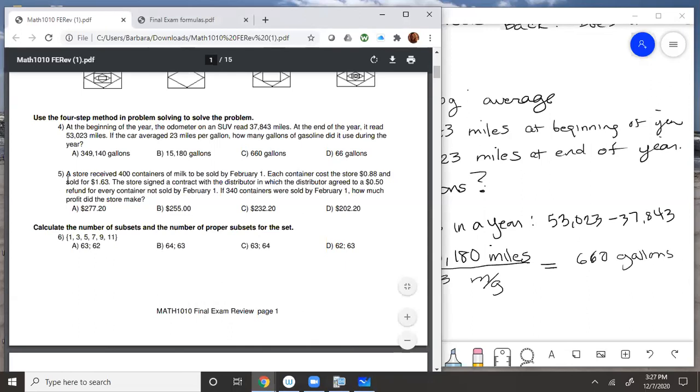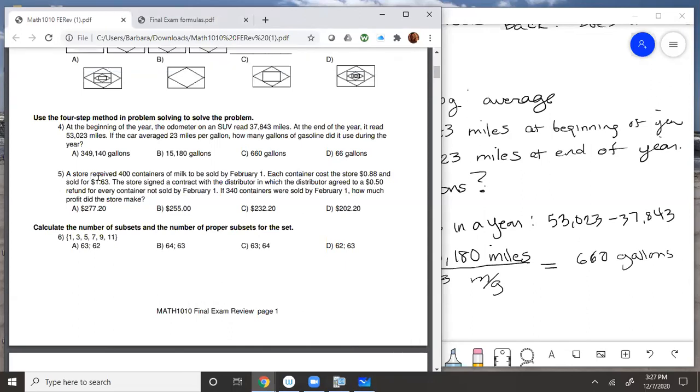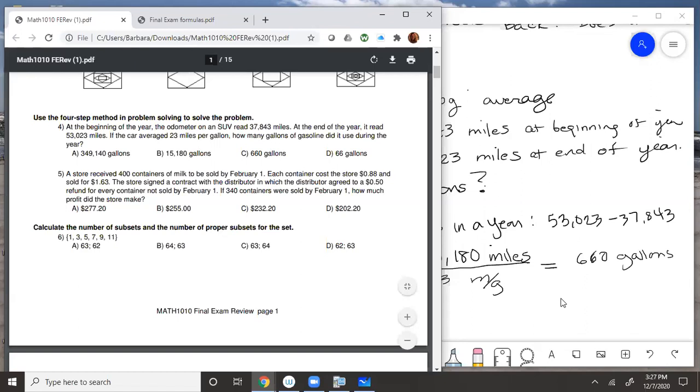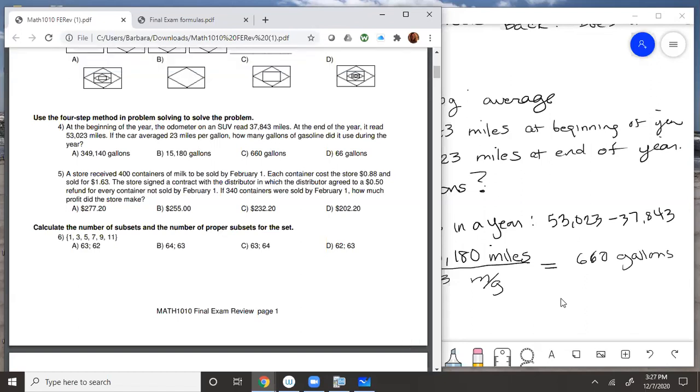The next number, 5. A store received 400 containers of milk to be sold by February 1. Each container cost the store 88 cents and sold for $1.06. The store signed a contract with the distributor in which the distributor agreed to a 50-cent refund for every container not sold by February 1. If 340 containers were sold by February 1, how much profit did the store make?